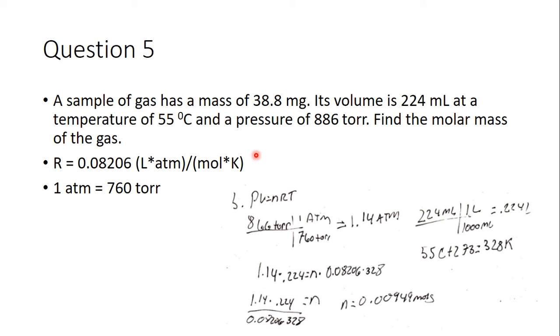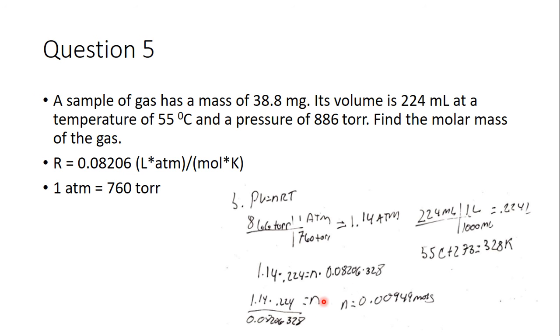So again, make sure all your units match your gas law units. So I need to convert milliliters to liters, and I do that by dividing by 1,000, 0.224 liters. I need to take my torr and make it atmospheres. 886 torr is 1.14 atmospheres. I need to take my temperature and convert it to Kelvin. So I take my temperature, add 273, there it is in Kelvin. Now I have all my units ready to go for PV equals nRT.